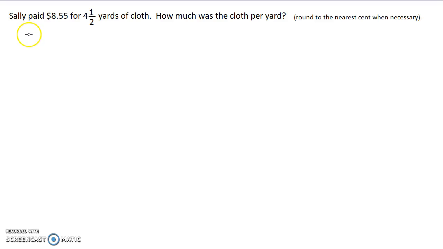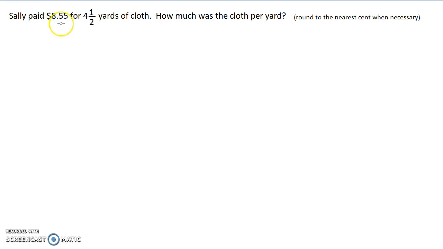Okay, so we have this problem that involves dividing money with a mixed number. We are going to divide money, which obviously involves a decimal, by a mixed number, which, as you will see soon on, we're going to turn into an improper fraction. So let's see this question.